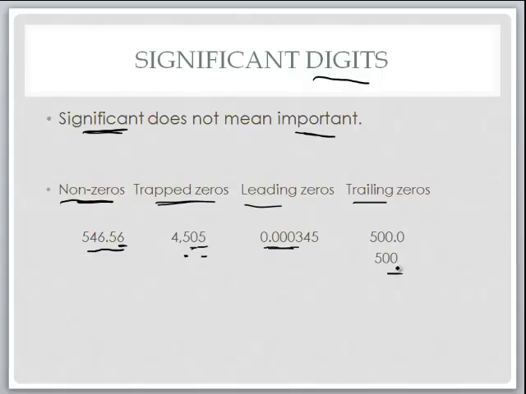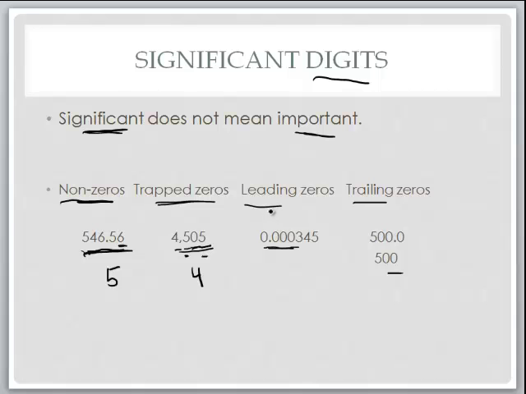The rules are fairly simple. All non-zero digits are significant. So we would say that this number has 1, 2, 3, 4, 5 significant digits. Trapped zeros are also significant. So this number would have 1, 2, 3, 4 significant digits in the number 4,505.